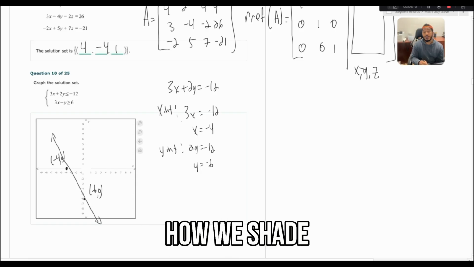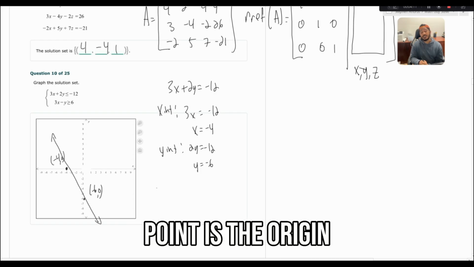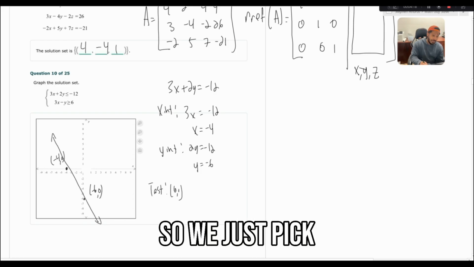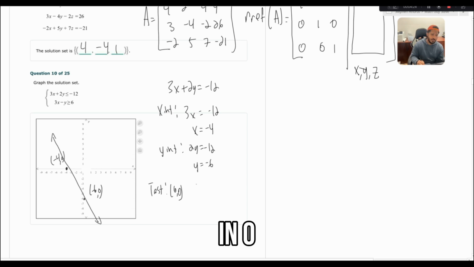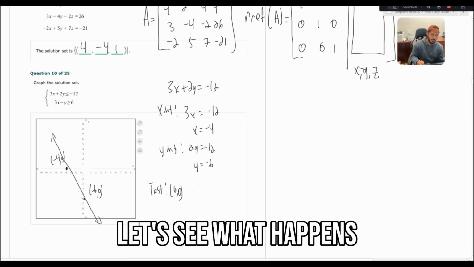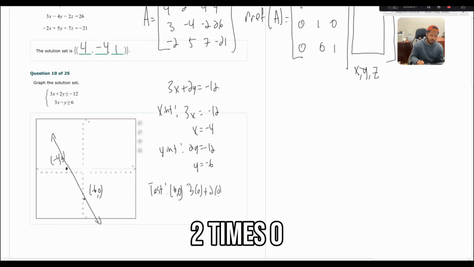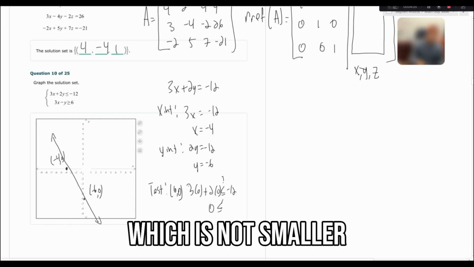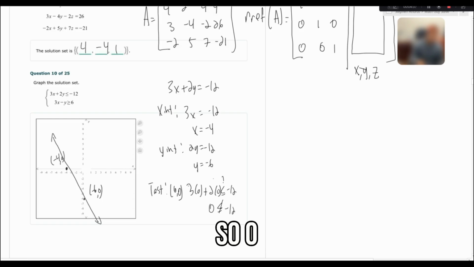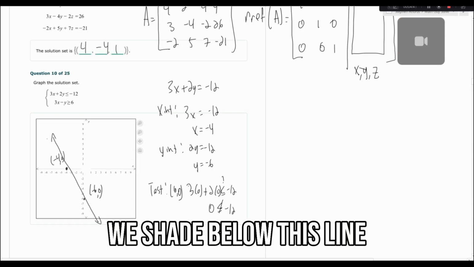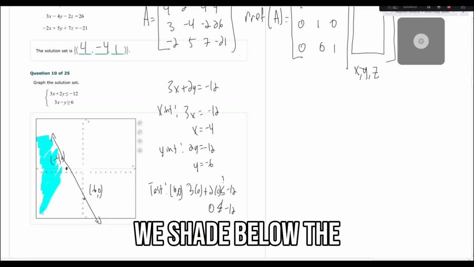To find out how we shade, we pick a test point. Usually the best test point is the origin, 0, 0. Sometimes we can't use 0, 0 because the line goes through the origin, so we just pick another point, 1, 0, or 0, 1. So if we plug in 0, 0 into the inequality, let's see what happens. We get 3 times 0 plus 2 times 0. Is that smaller than negative 12? So that's 0, which is not smaller than negative 12, right? So 0, 0 should not be shaded, meaning we shade away from the origin, or in other words, we shade below this line. Let's call this the blue line. We shade below the blue line.